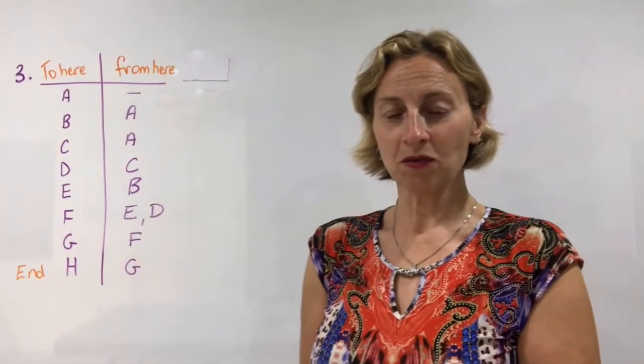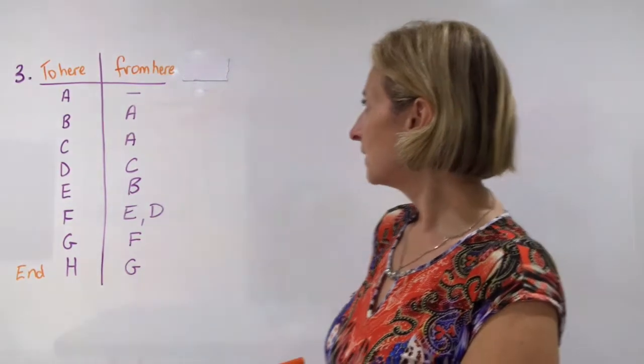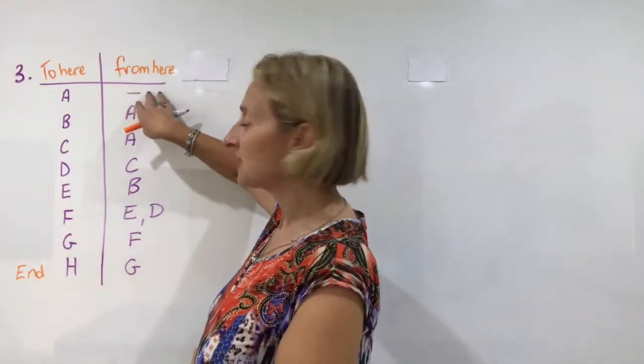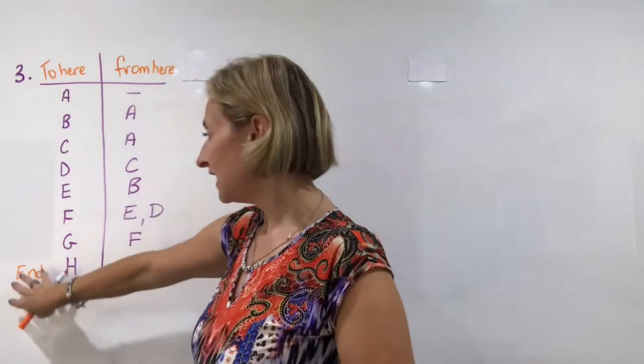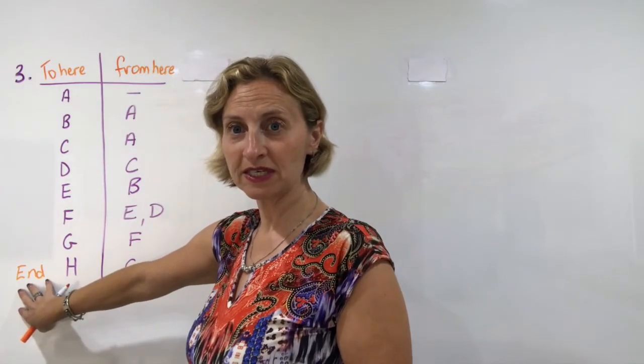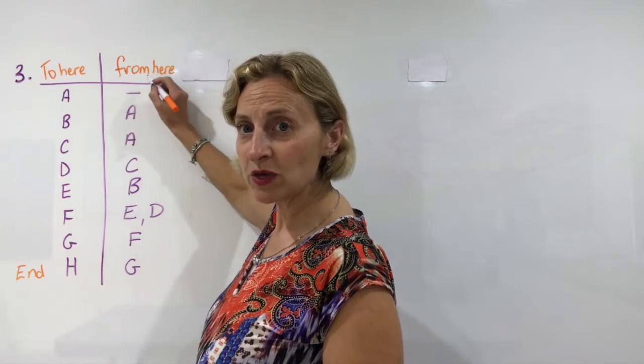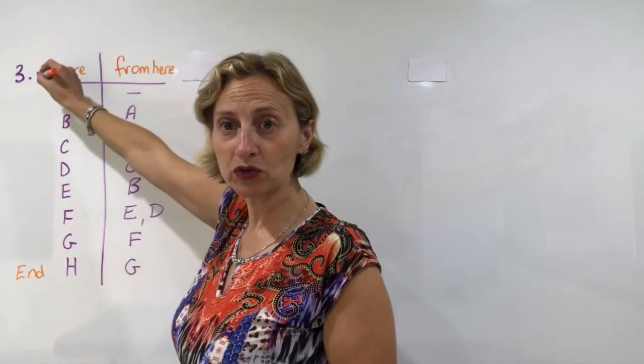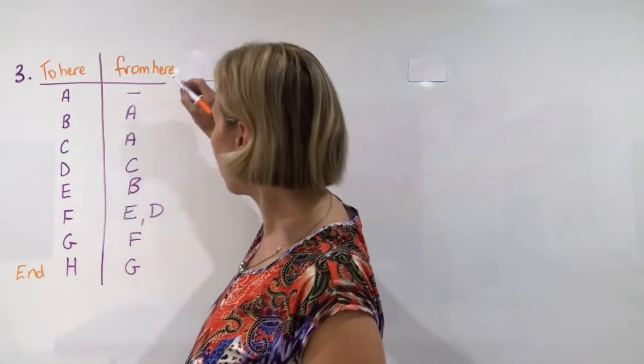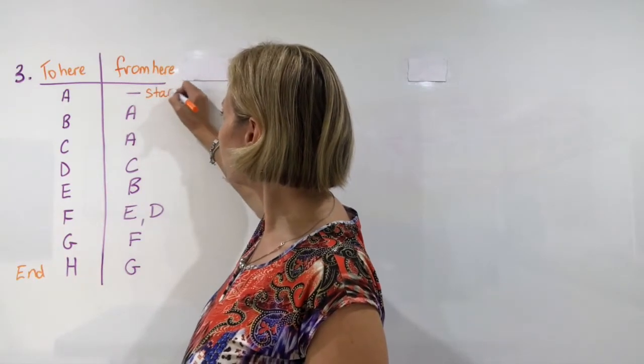So let's have a look at another one. Question number 3. Again, I know that I'm starting from here. In the end, I get to H, which is all the way down here. These are your predecessors. This is where you're starting from, and you're going to the letters over there. This is our starting point.